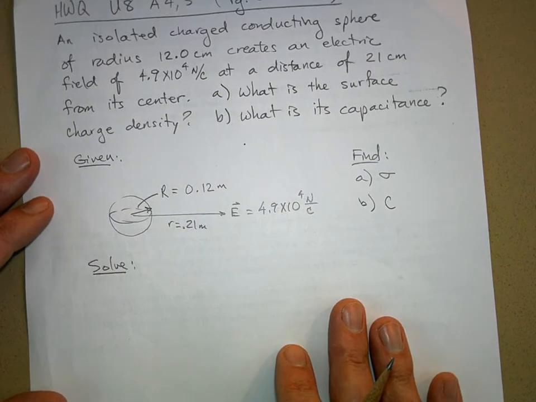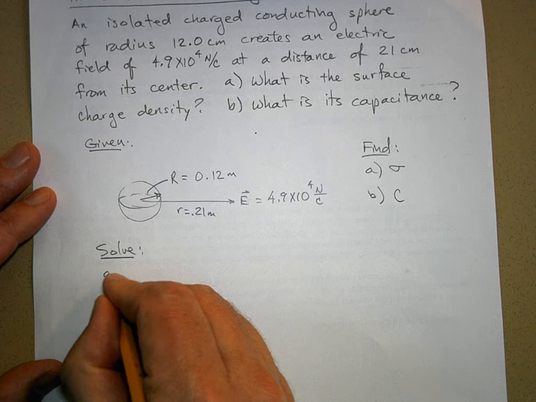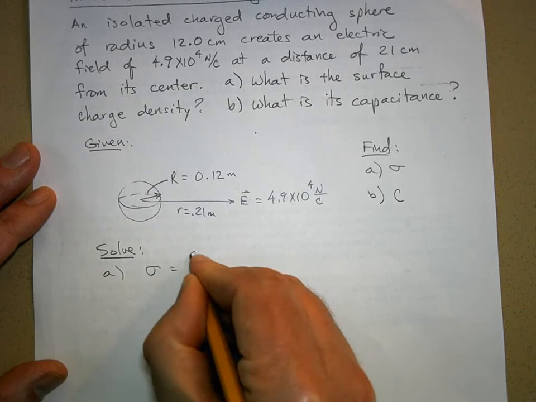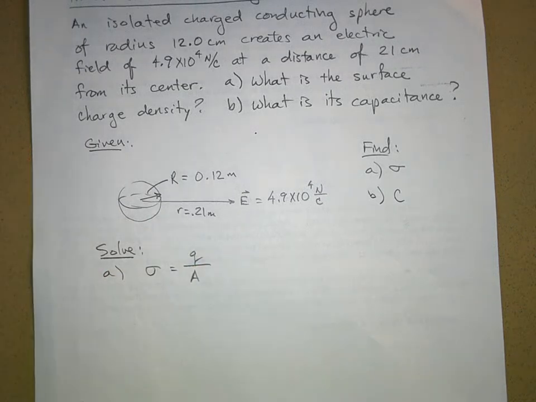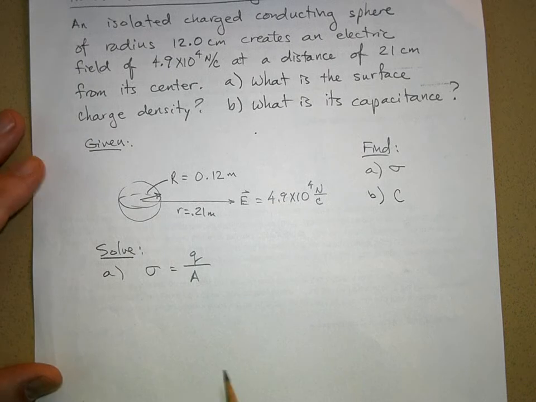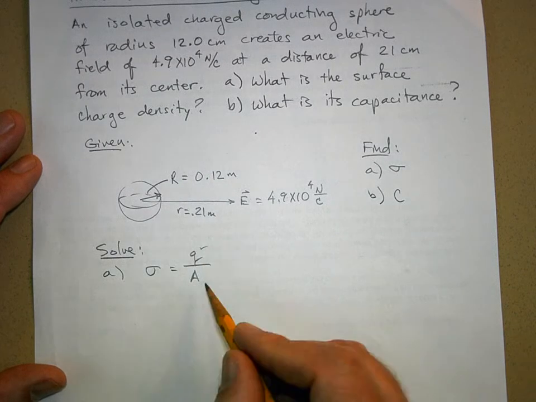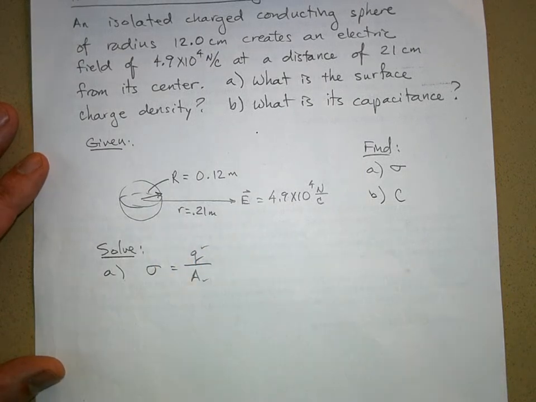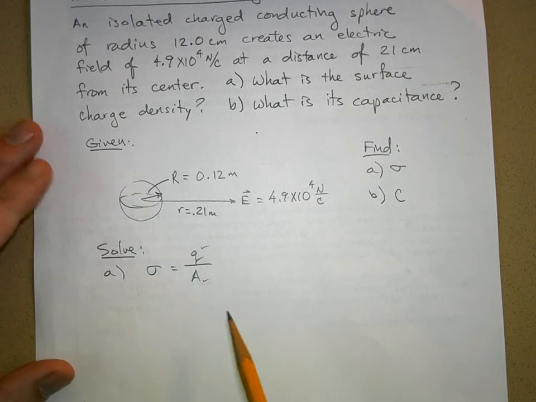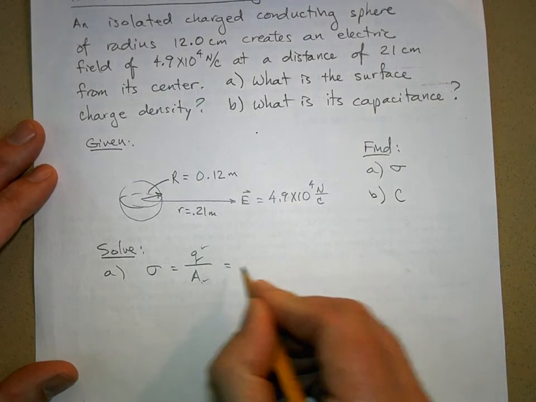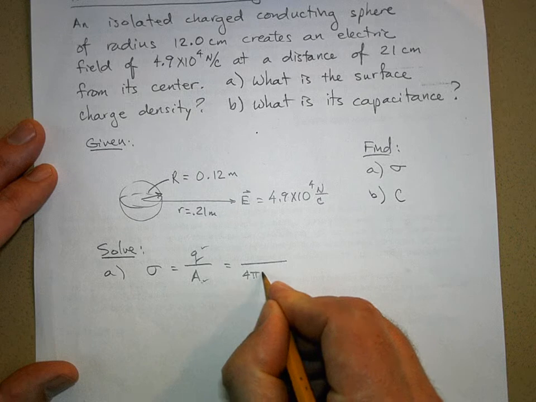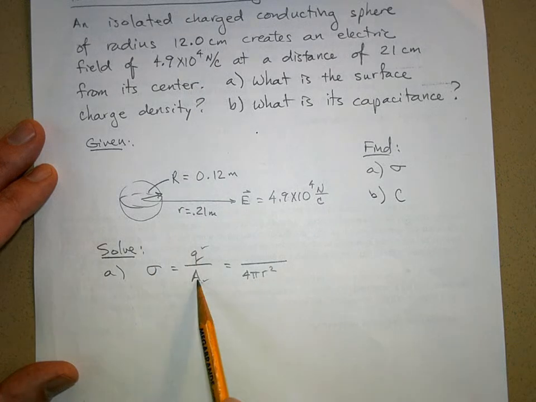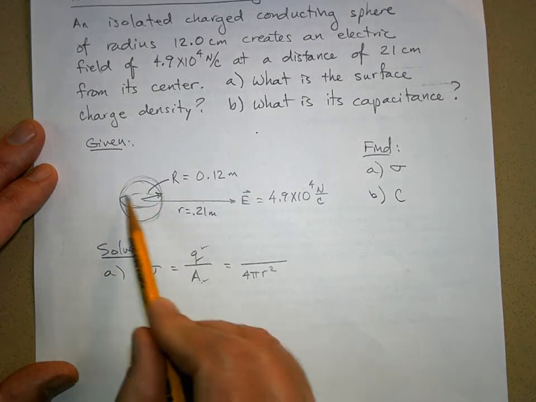Well, what is sigma? That's the surface charge density. So for part A, sigma equals the charge over the area. So this tells me I need to find the charge, and I need to figure out the area of this sphere. This is the charge on the sphere, and this is the area of the sphere. Well, the area is equal to 4 pi r squared, because this is the area that's actually on this sphere.